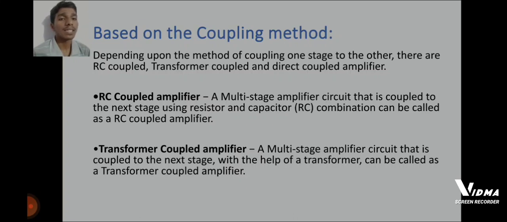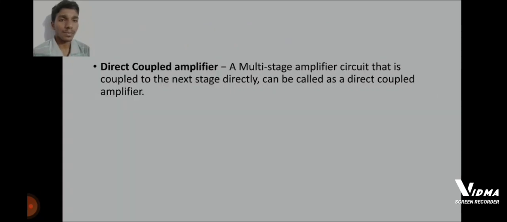In a transformer coupled amplifier, to couple two amplifier stages, we use a transformer. And in direct coupling, we do not use any transformers or resistors and capacitors. We simply couple one stage directly with the next stage.